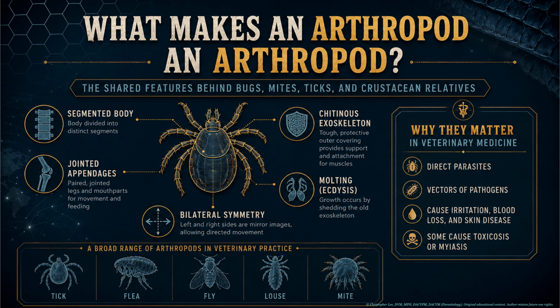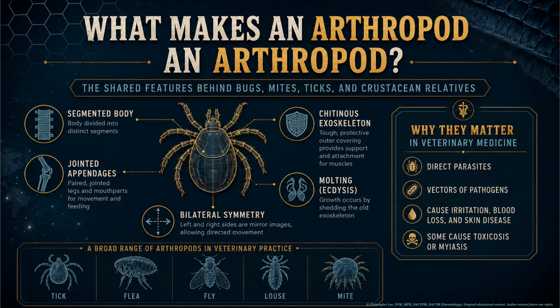Third, they have a chitinous exoskeleton. That outer covering provides protection and structural support, but it also creates a challenge. If you are wrapped in armor, growing is not simple. That brings us to molting or ecdysis. Arthropods grow by shedding the old outer covering and forming a larger one.